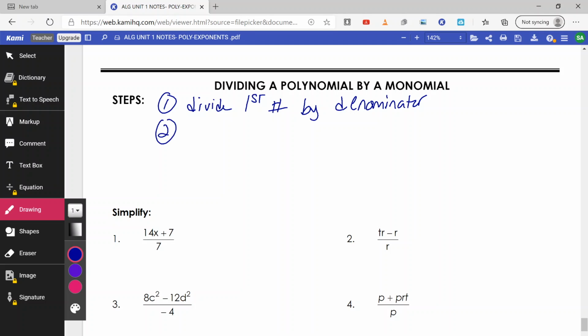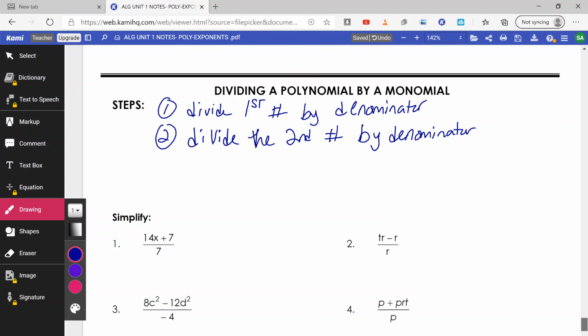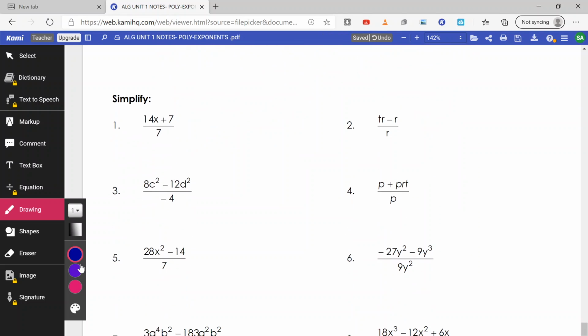And then the second step would be to divide the second number by the denominator. And we would simplify accordingly. Negative exponents move to the other side if we have them, and positive exponents remain where they're at. So if I take a look at our first problem here, 14x plus 7, the first step again is to take the first item up top, 14x, and we divide it by the 7.